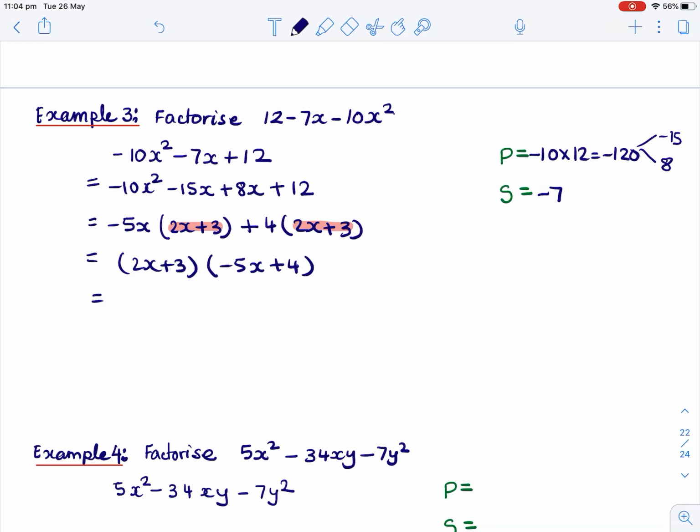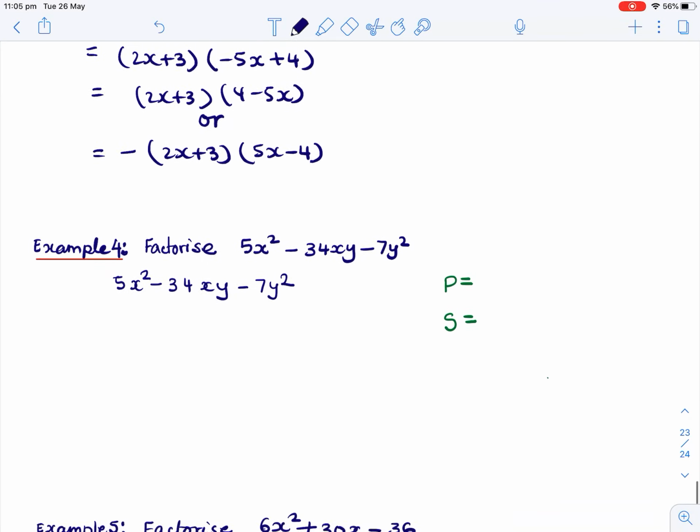I could write this as 2x plus 3, 4 minus 5x, or I could even take the minus sign common from the second parenthesis. That gives you 2x plus 3, 5x minus 4.